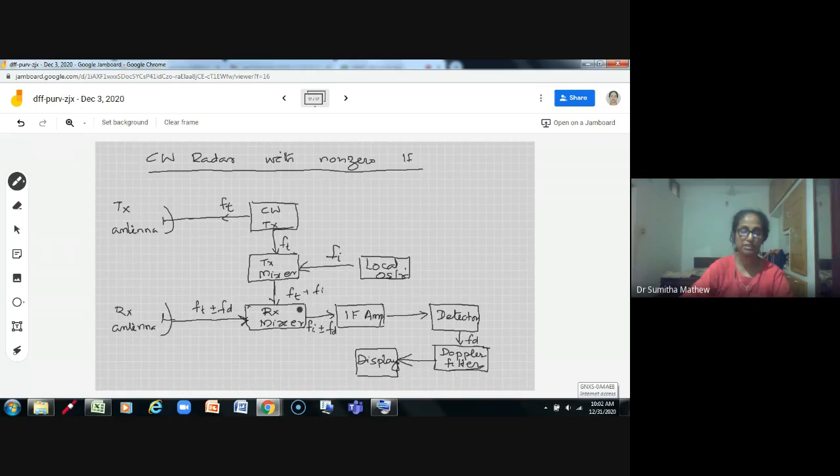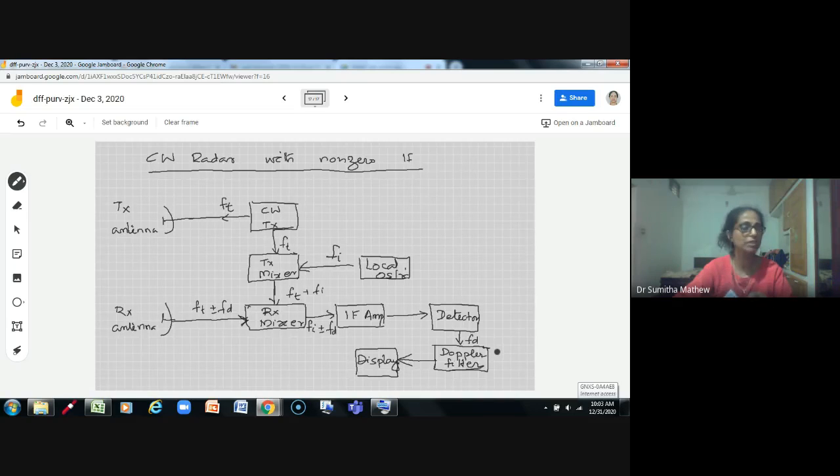A small portion of the transmitter output is mixed with a local oscillator signal, that is Ft plus Fi, and the sum is fed to the receiver mixer. The receiver also receives the Doppler shifted echo signal, that is Ft plus or minus Fd. This is amplified, demodulated, then the Doppler frequency is extracted by the Doppler filter, and the output waveform is displayed on the radar display. But here we also have the disadvantage that the sign of Fd is lost. So this is the explanation for continuous wave radar.